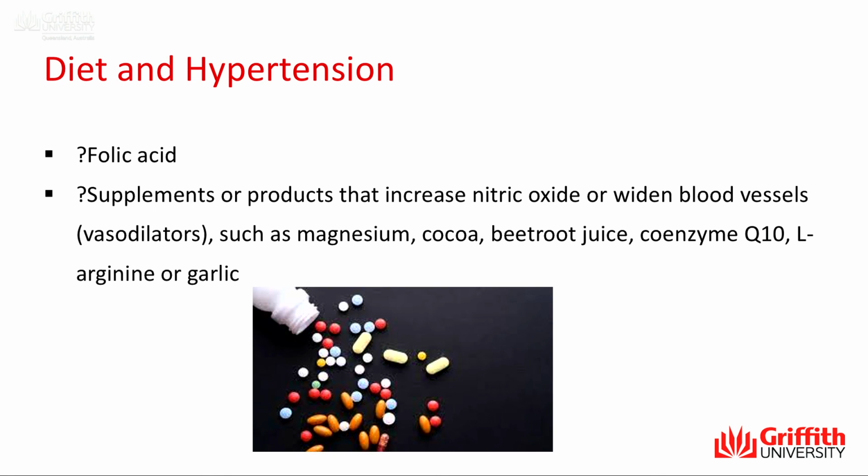So magnesium increases the production of nitric oxide. We have cacao and beetroot juice, which both increase nitric oxide. Other supplements or products are coenzyme Q10, L-arginine or garlic. So again, these are foods that potentially may assist in reducing blood pressure.